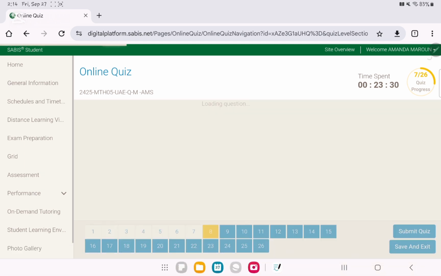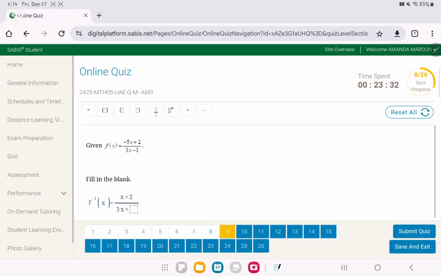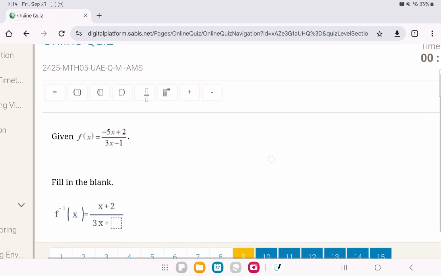Now if you prefer to do the first way, I would also prefer, because it's easier. Question number 9. Okay, this is very important. Please pay attention to this one. Fill in the blank. We have f inverse x is equal to. We need to find the value of f inverse x. So this is how we do it.